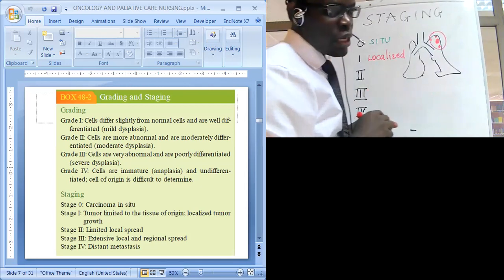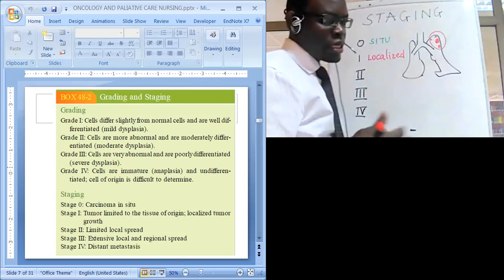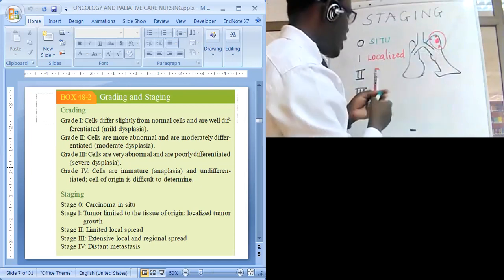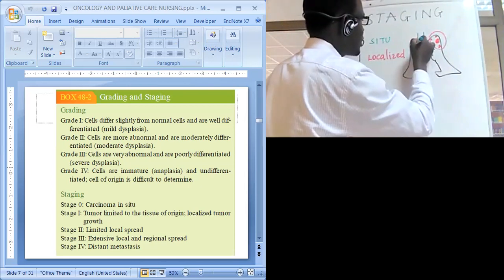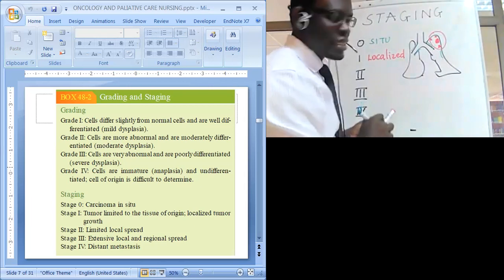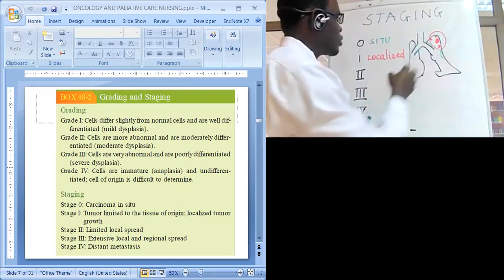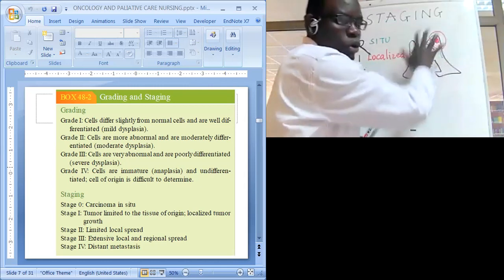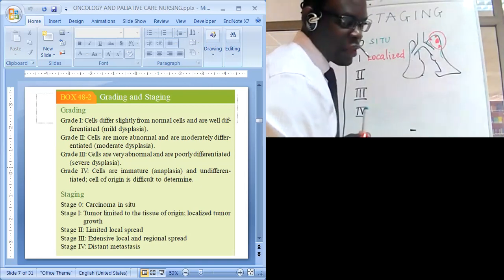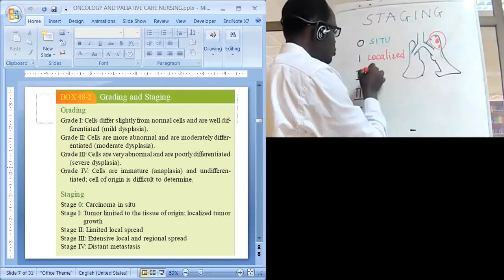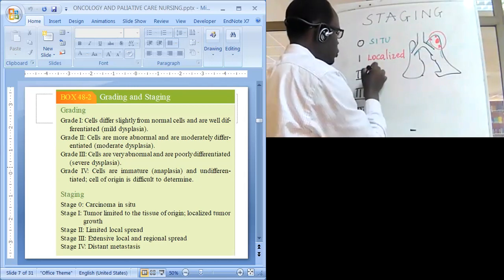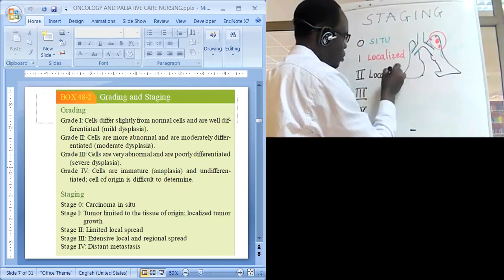With stage 2, it means that it is limited to local spread. In other words, it might have started from here and then spread to these areas here, then maybe around here and even here. But even then, that tumor is said to be locally spreading, and therefore that is stage 2. So within stage 2, we are saying it is local spread.